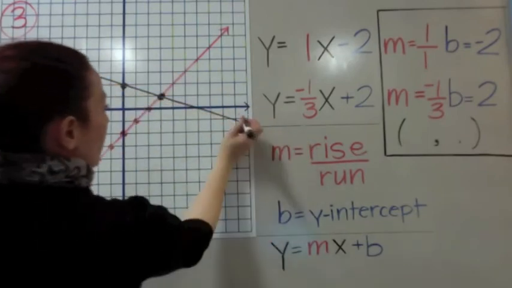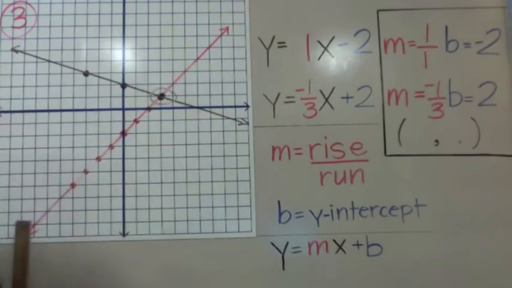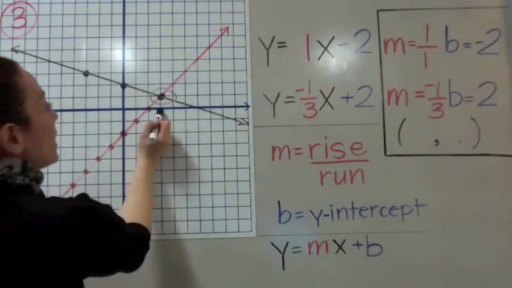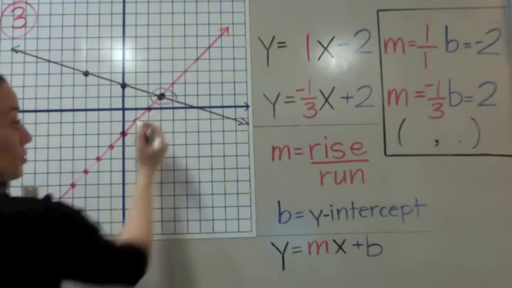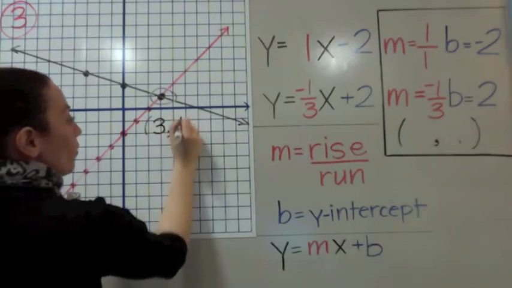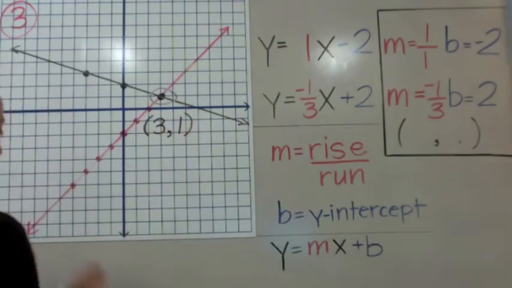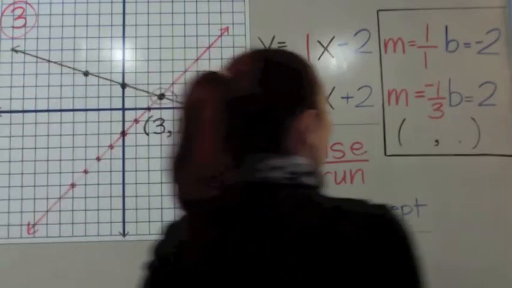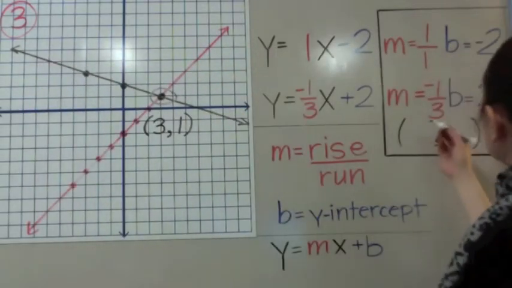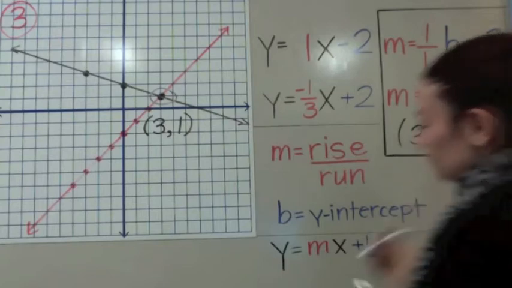And the point of intersection, I'm going to go ahead and circle it. It is at, let's see, 3 up 1. So it's going to be 3, 1. That's that coordinate point at which the lines intersect. So over here, you're going to write that the solution is 3, 1.